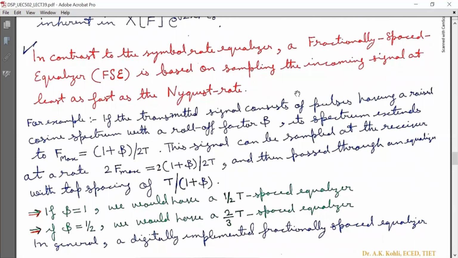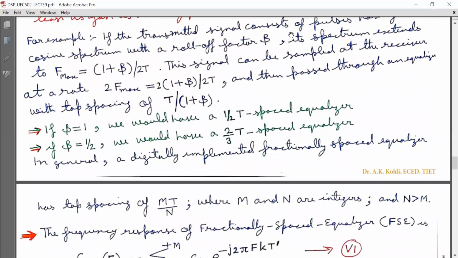If beta is equal to 1, this is case 1. If beta is equal to 1, we would have a T by 2 spaced equalizer. And if beta is equal to 1 by 2, we would have a 2T by 3 spaced equalizer. In general, a digitally implemented fractionally spaced equalizer has tap spacing of MT by N, where M and N are integers, and N is greater than M.